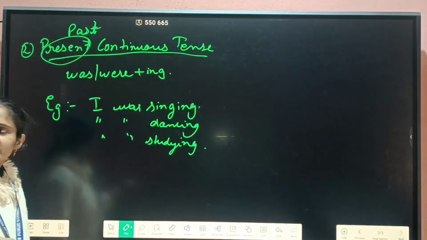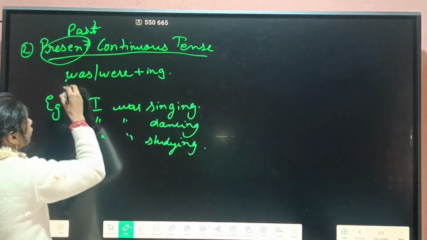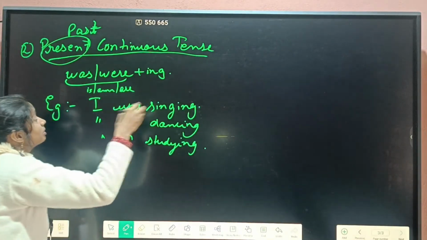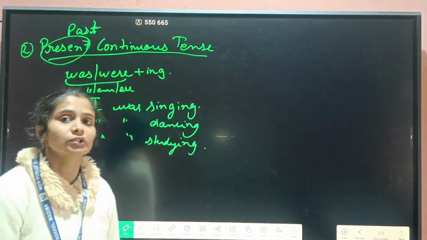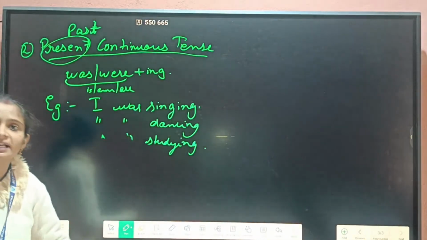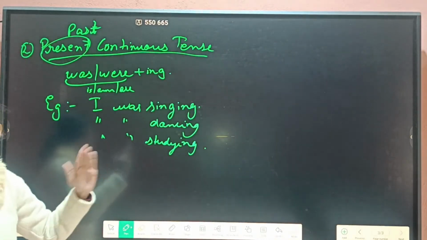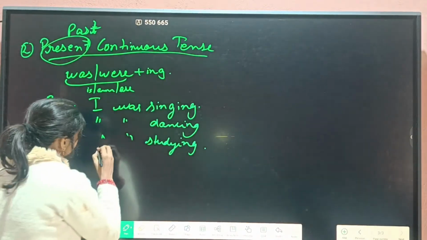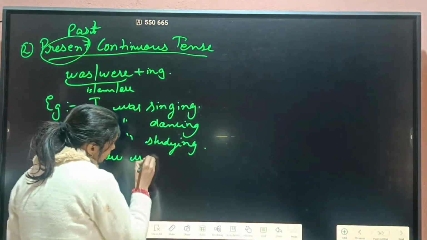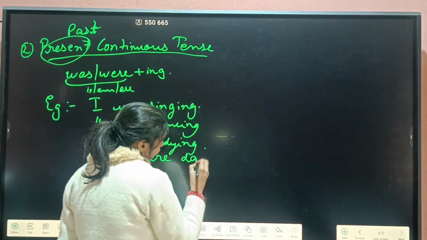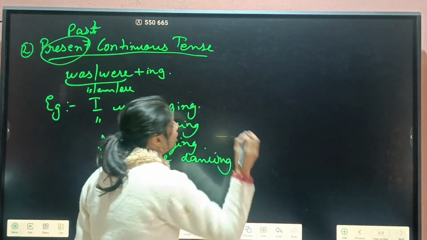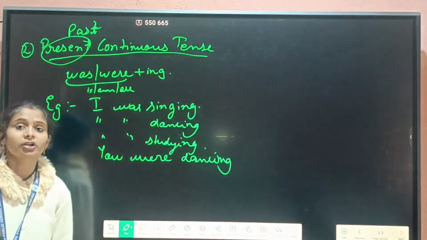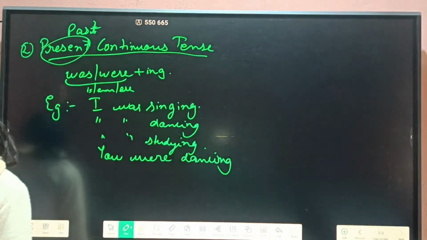What we have seen in present continuous tense is that instead of was, were, we use only is, am, are. So what is the difference between past continuous and present continuous? In present we use is, am, are plus ing, whereas in past continuous tense we use I was, you were. We can also use you were dancing. You is basically our second person, I is our first person. So these are some examples of past continuous tense.